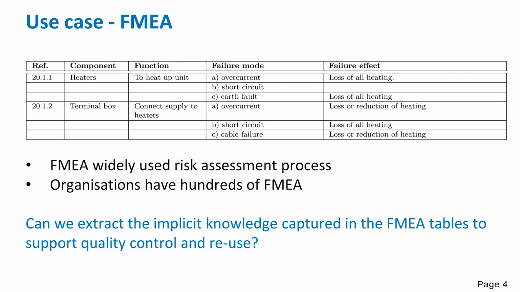Engineering organizations can have the results of hundreds of FMEA workshops locked away in spreadsheets. This knowledge is incredibly expensive to collect in terms of experts' time and is a valuable source of understanding about the asset and its failure behavior. So our question is, can we extract the implicit knowledge captured in the FMEA tables to support quality control of the FMEA process?